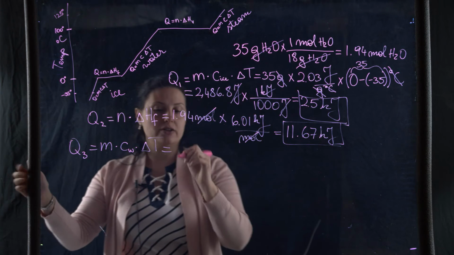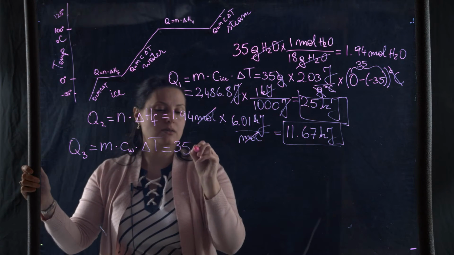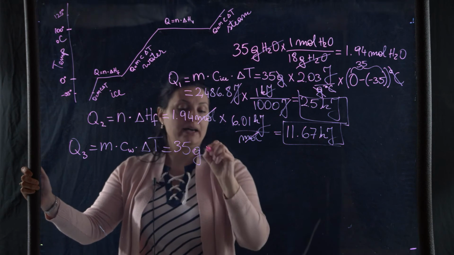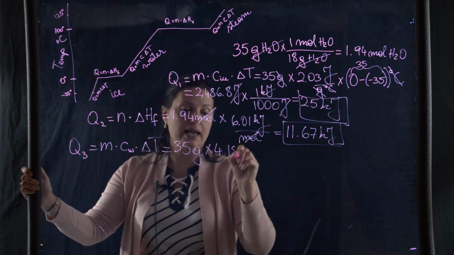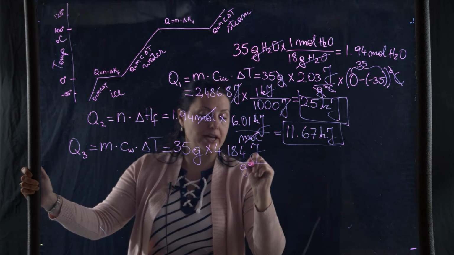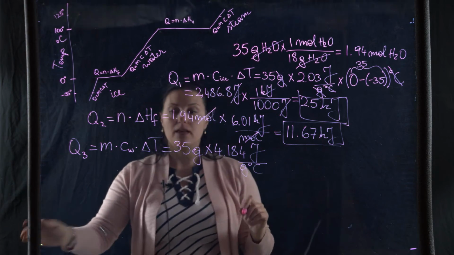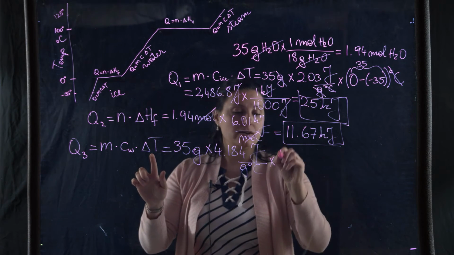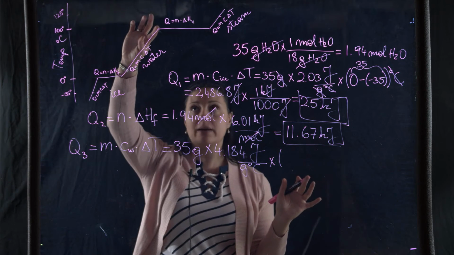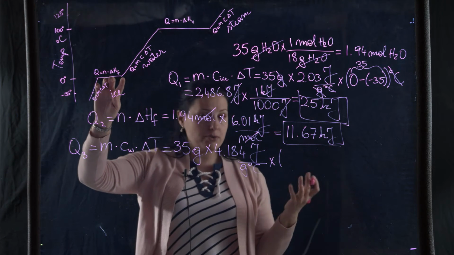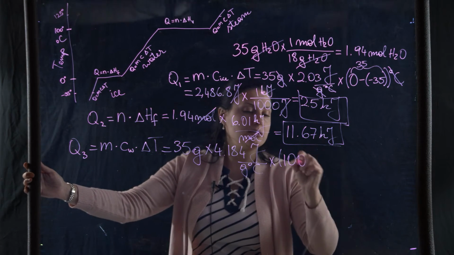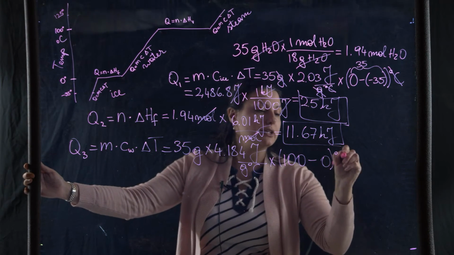Mass doesn't change, it's 35 grams, multiplied by 4.184, we should know this number by now, joules per gram degrees Celsius. And now my delta T. Where am I ending up? My final temperature is 100 degrees. That's where I'm ending up. And my initial temperature is 0 degrees because that's where I started from. So 100 minus 0 degrees Celsius.